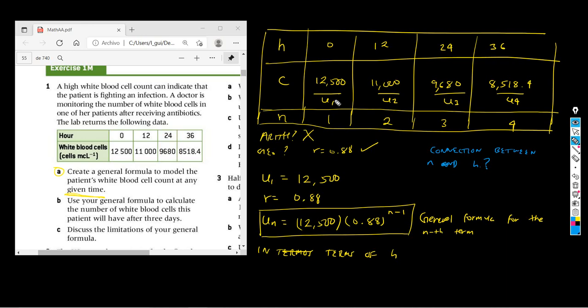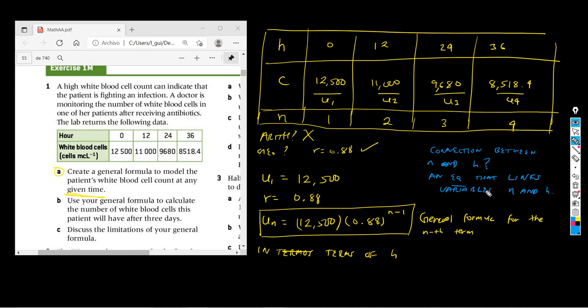So once again, I want you to pause the video for a couple of minutes and try to write an equation that connects or links the variables n and h. What should that equation be? Pause the video, do it.